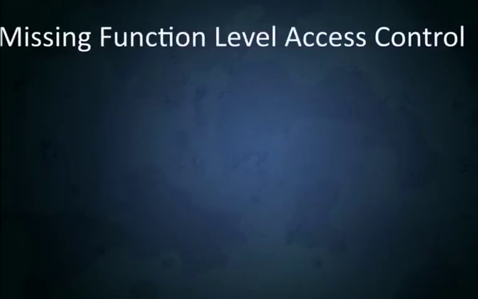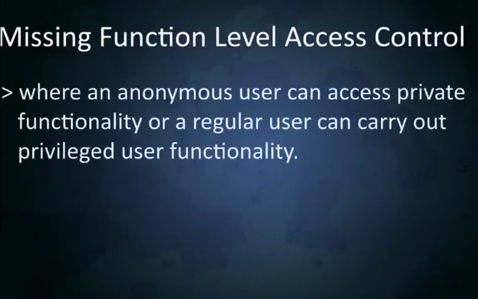At number 7 we have missing function level access control, which is where an anonymous user can access private functionality or a regular user can carry out privileged user functionality.